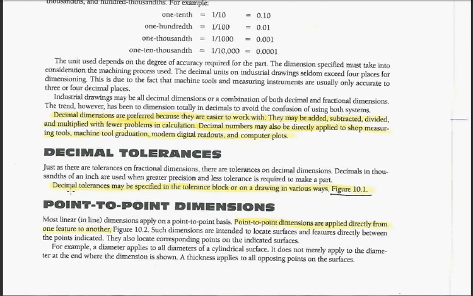When we start talking about decimal tolerances, decimal tolerances are smaller than fractional tolerances. We've talked about unspecified tolerances. When you look in your book, on your title block, we have specified tolerances. They have a block called the standard tolerance block. It says unless otherwise specified. This tolerance block means that for every dimension that does not have a tolerance on it, you refer to that block. And we'll look at that here in just a minute.